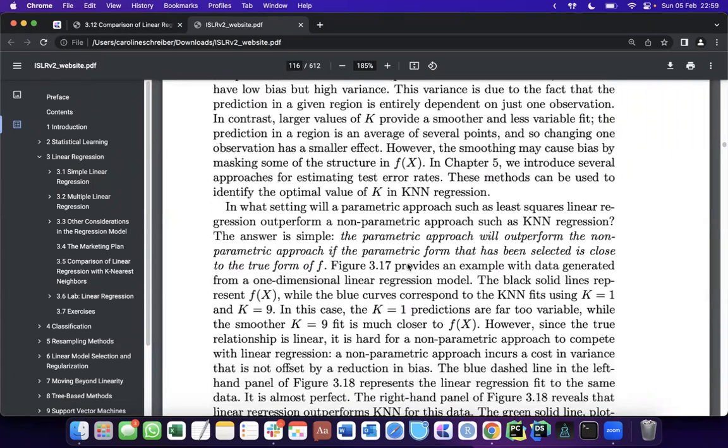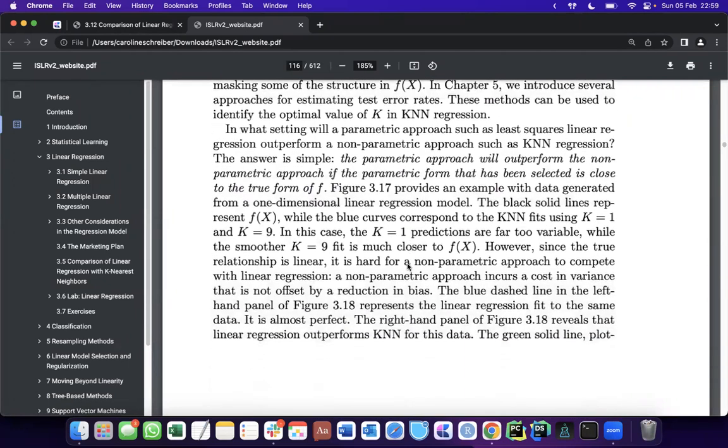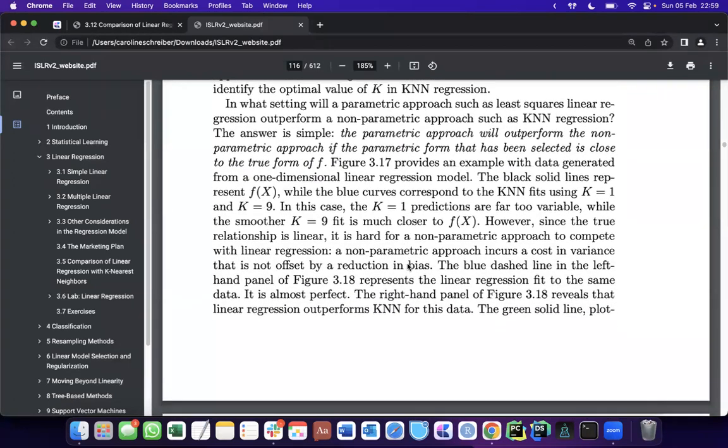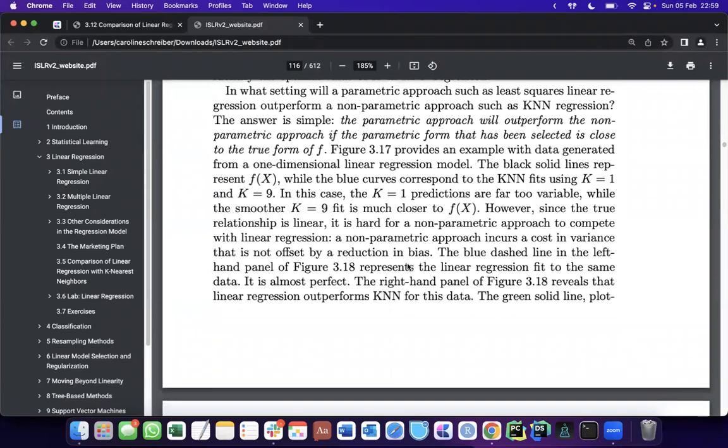And this is basically saying, if the model best fitting our data is non-parametric, then of course our non-parametric model will outperform. But our parametric approach will outperform the non-parametric approach if it's close to the true form of our function.